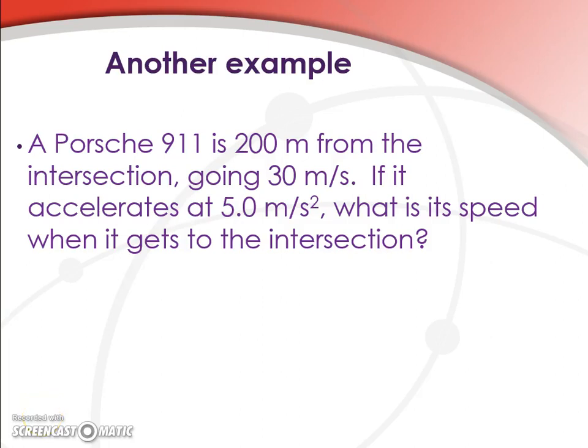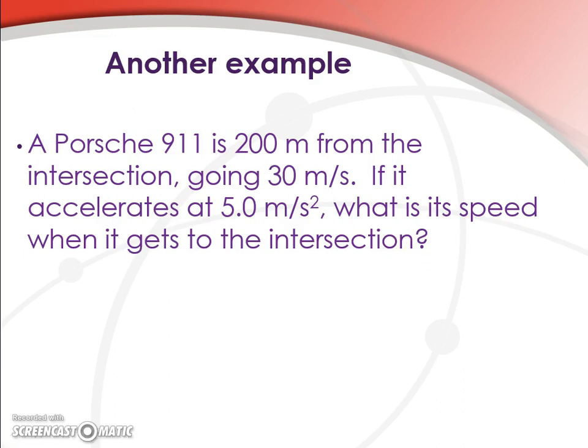Okay, let's look at another example. So a car is 200 meters from the intersection and it's traveling at 30 meters per second. If it accelerates at 5 meters per second squared, what's its speed when it gets to the intersection? So what's challenging about this problem?